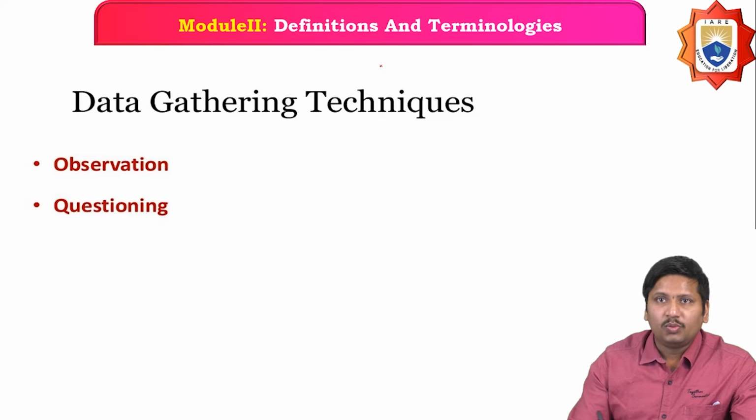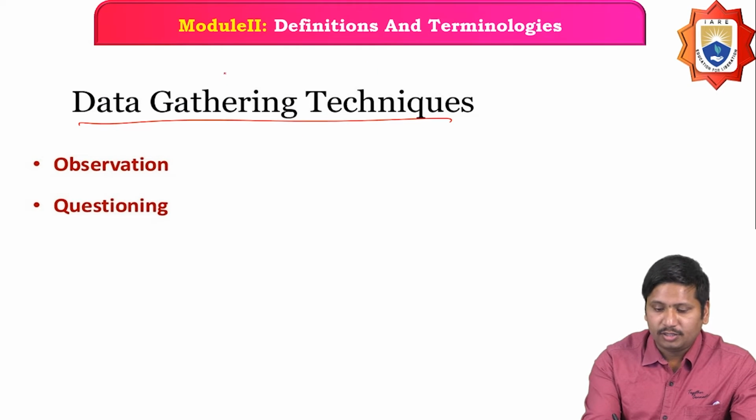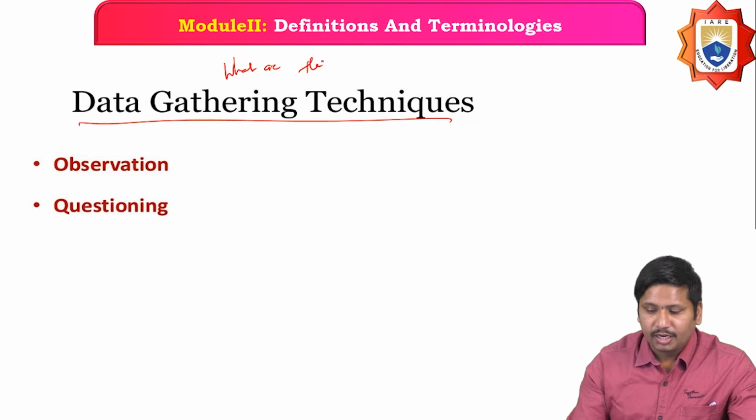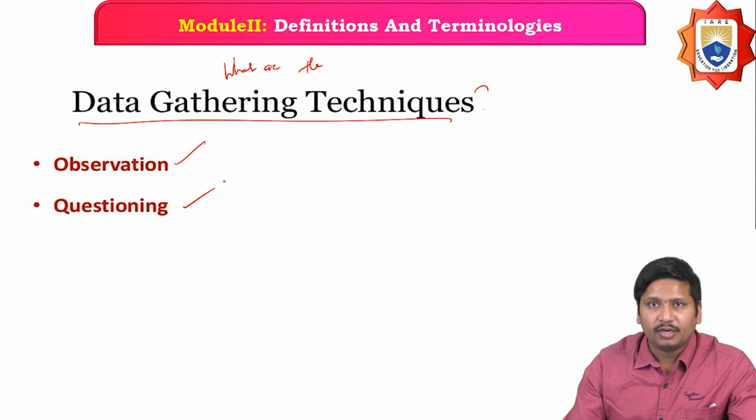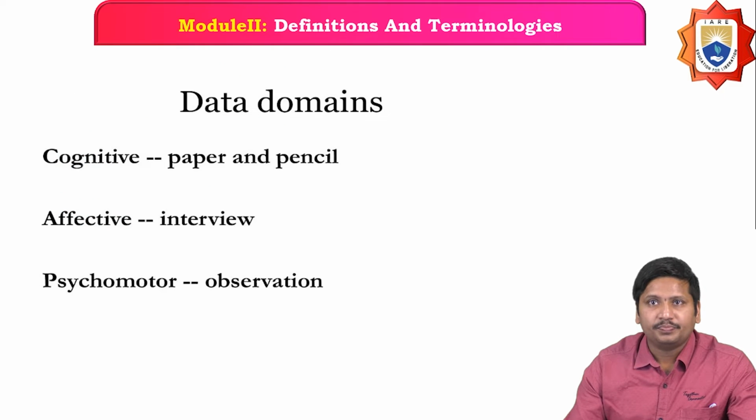And the next thing is, what are the data gathering techniques? Some examples of the techniques are observation and questioning. These are the two techniques that are available to gather the data.